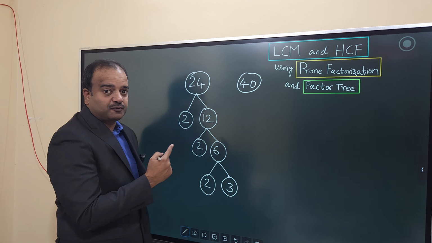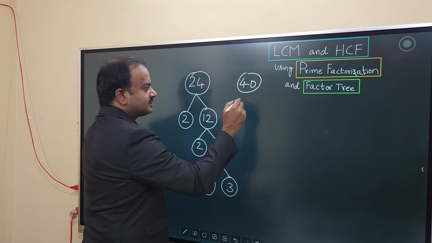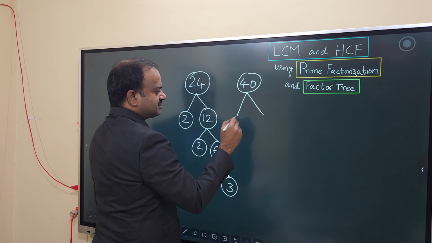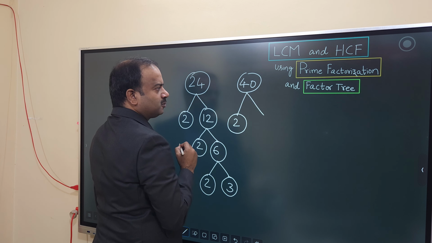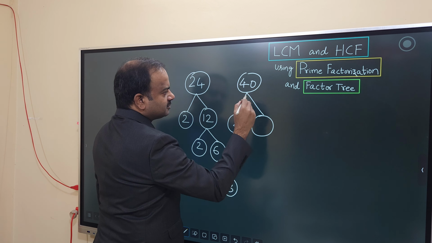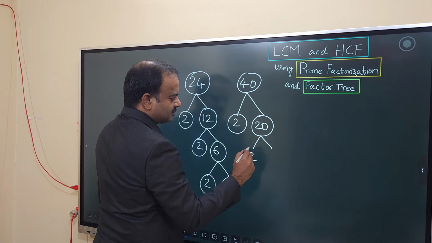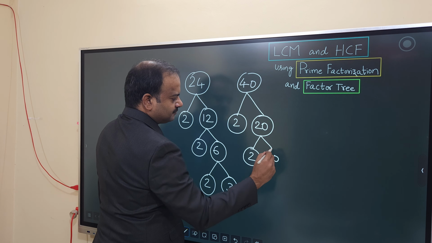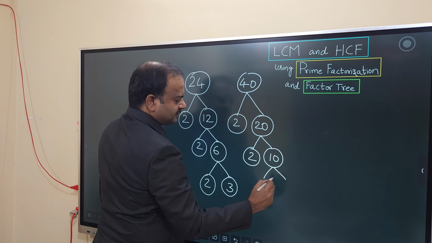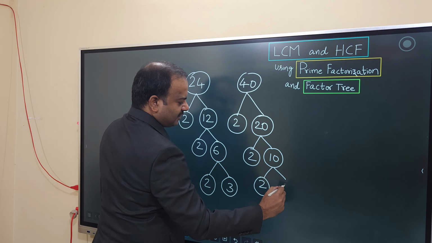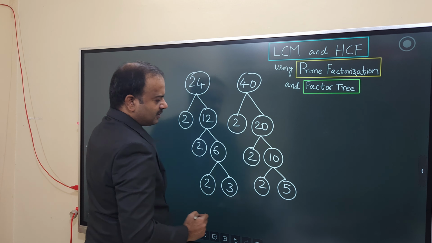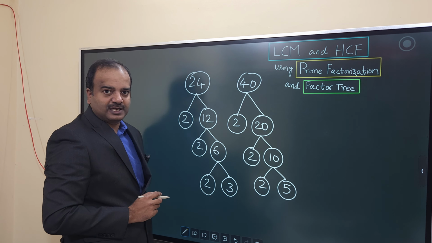Now let's do the same for 40 as well. Let's start with the smallest prime, which is 2. So I'm going to write here 2, and 2 20s are 40. Again let's do it with 2. So 2 10s are 20. Again let's do it with 2. 2 5s are 10. Now we got the prime factors for 40 as well, right?